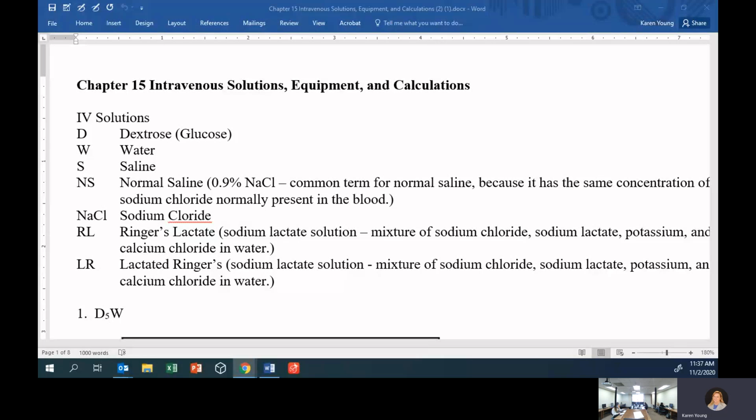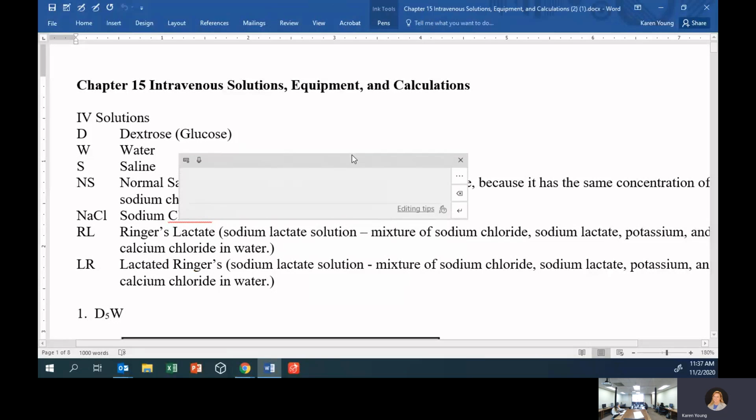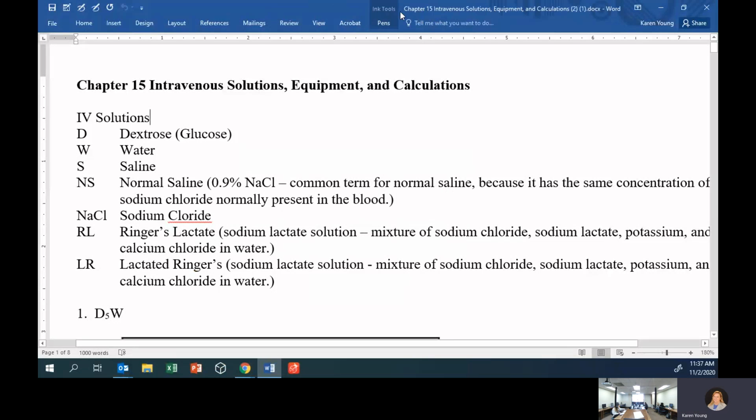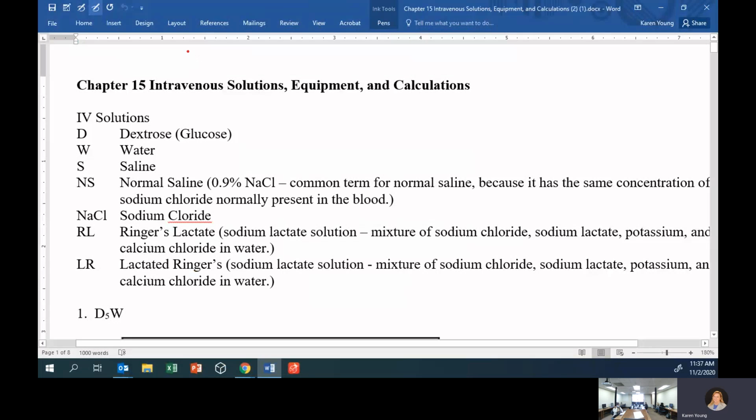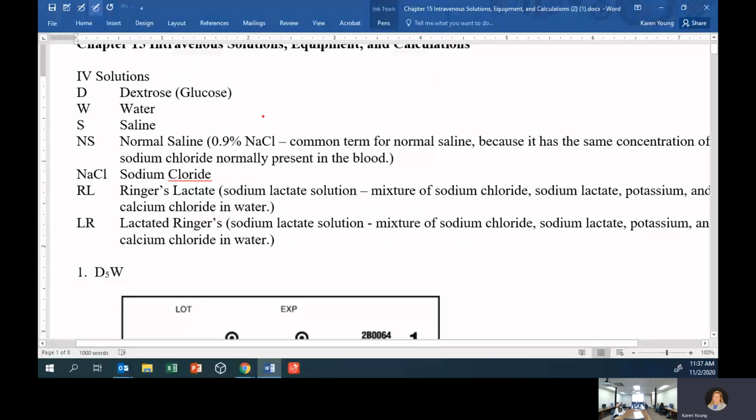All right, so we're looking at IV solutions today. I'm gonna get my touchpad to work. The main thing with the IVs that we're looking at right now is that you know the definitions. That's one of the main things. We're not going to do anything with them exactly, except, well, we'll do stuff with IV solutions.